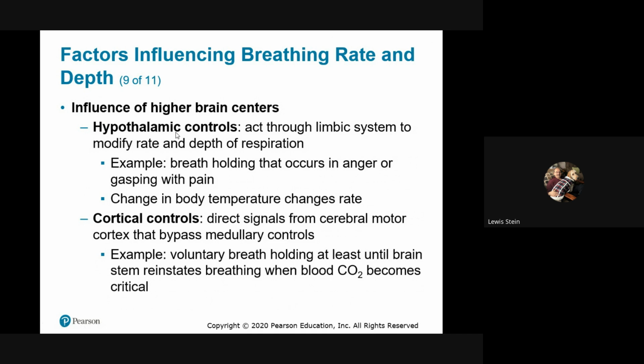The hypothalamus. Again, this is in the limbic system, remember that's emotions. So these are the kinds of things. Obviously body temperature is also hypothalamic. But breath holding that occurs in anger or gasping with pain, you could make a case for that. Voluntary breath holding lasts until the brainstem reinstates breathing when blood CO2 becomes critical.